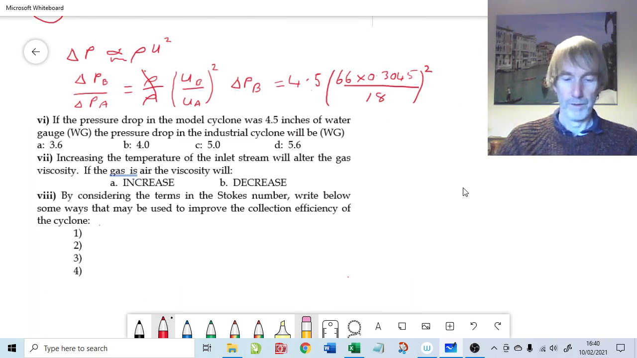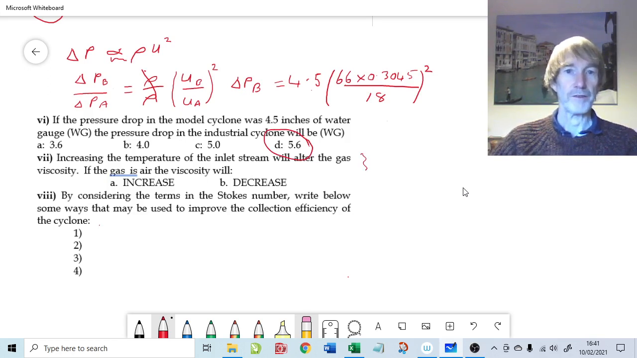66 times 0.30. Sometimes this calculator doesn't work terribly well. Divided by 18. Yeah, I must have punched the wrong button, because it is 1.1165. So times 1.1165. That's looking better. 1.25 times 4.5 equals 5.6. My memory was correct this time. So yes, it's 5.6. Now the next question is a really good question.